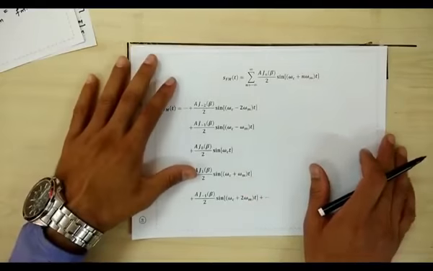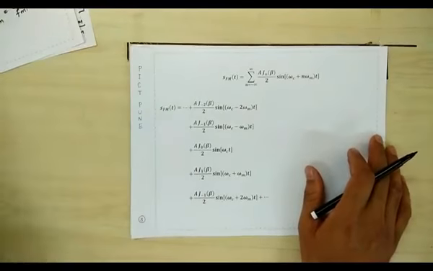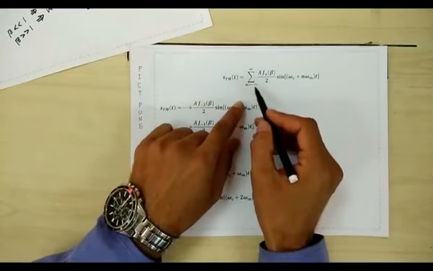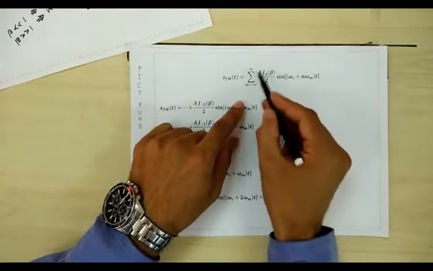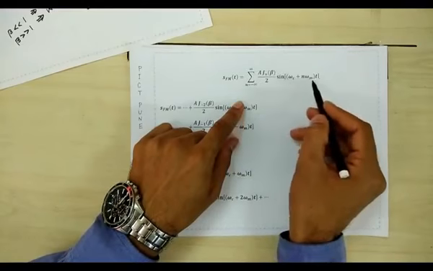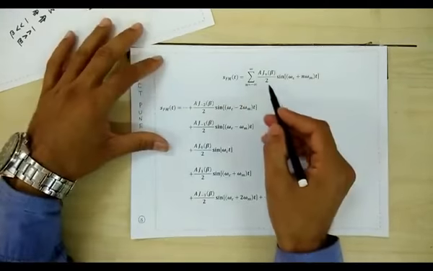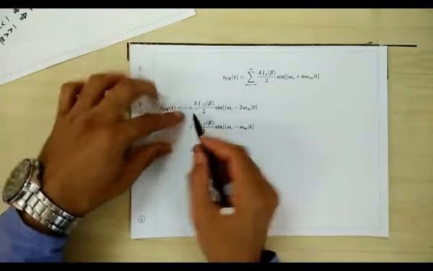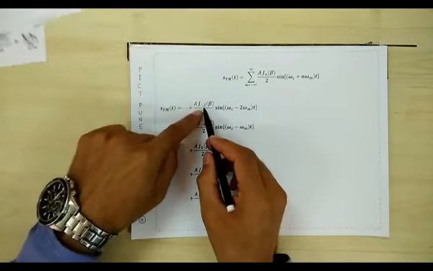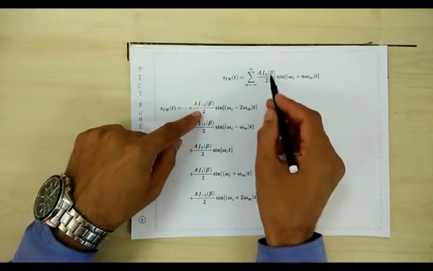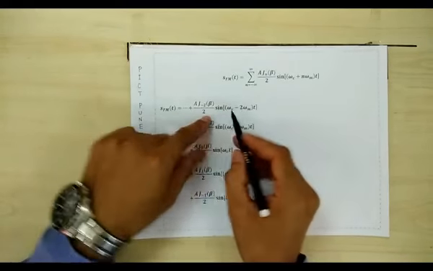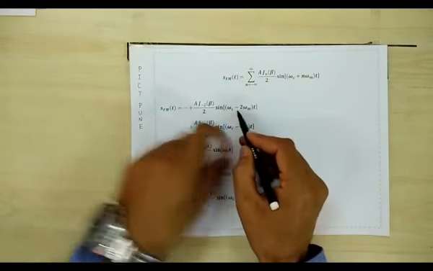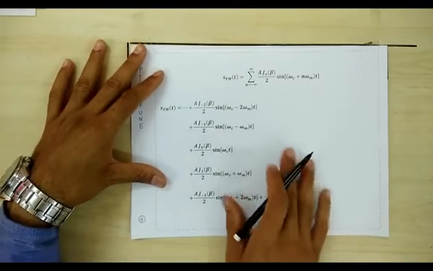This is the equation that we are going to concentrate on. This is the summation, n equal to minus infinity to plus infinity, of A by 2 J n of beta sine of omega c plus n omega m t. If you expand this, we can have this form. When you place n equal to minus 2, this becomes J minus 2 of beta sine of omega c minus 2 omega m t.